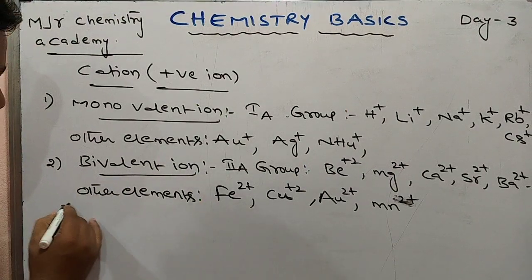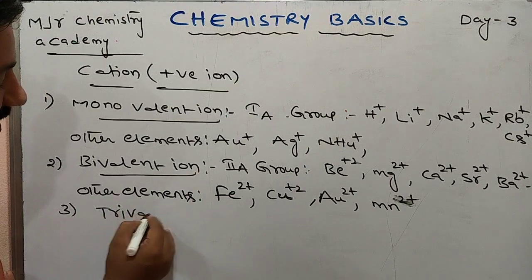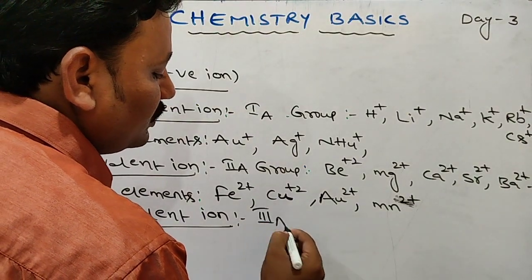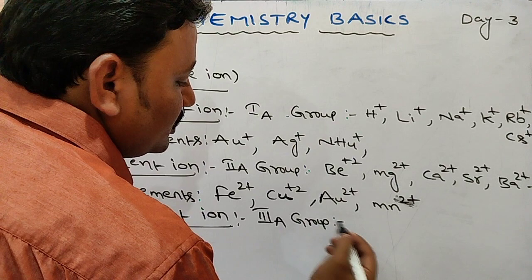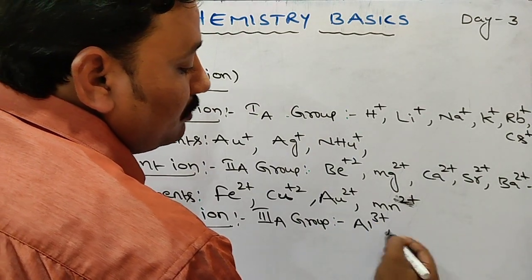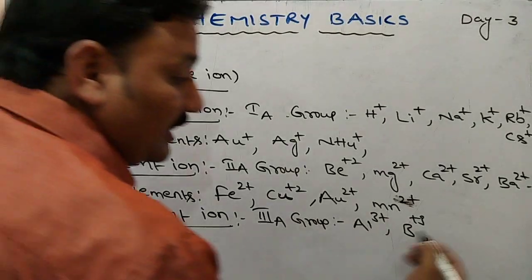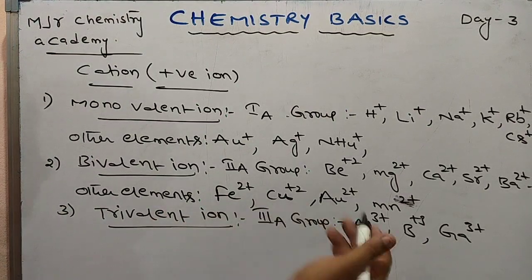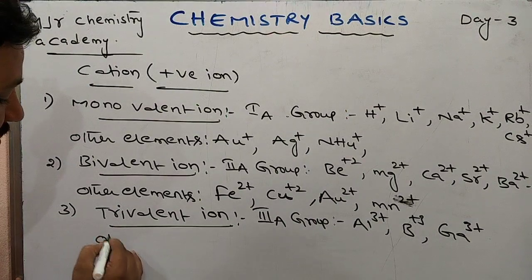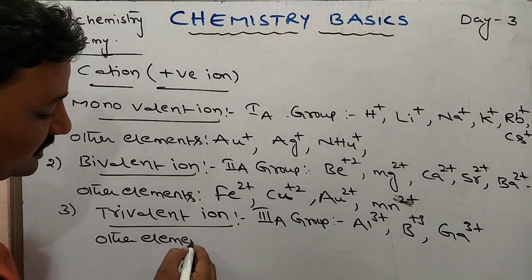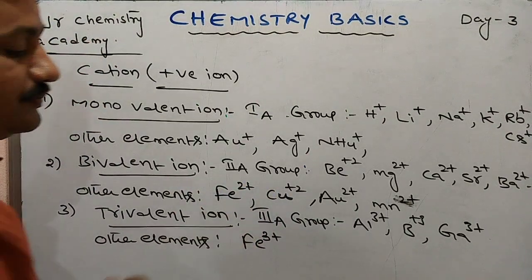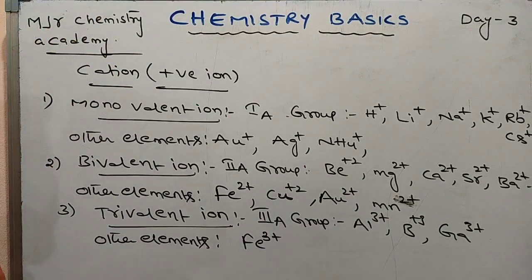Coming to the trivalent ions: trivalent ions are particularly the third A group. What are the third A group elements? Aluminium 3 plus, boron 3 plus, and gallium 3 plus also. Other elements also show trivalent charge. For example, iron shows plus 2 and at the same time plus 3: ferrous and ferric.